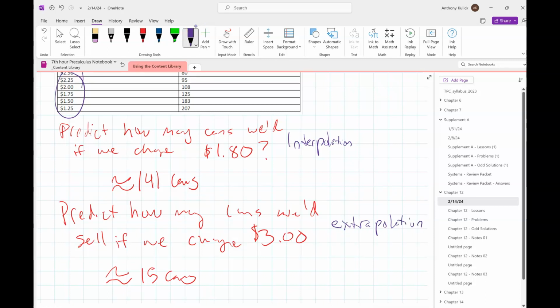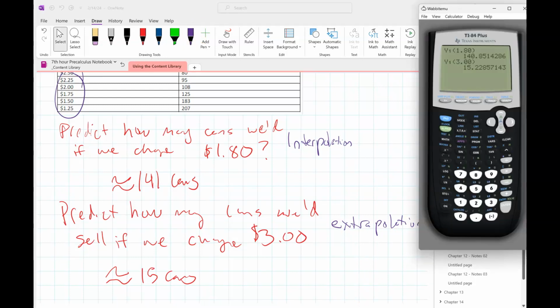Which one of these is going to be more reliable of an estimate? Interpolation, right? What can happen with extrapolation? What if I did $3.50? Look what happens. What's that saying? You're selling a negative number of cans. Does that make any sense at all?